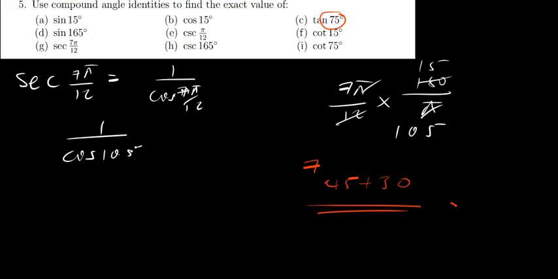I believe the other one is cot 15. Cot 15 is going to be the same thing, but we are just using tan. Use the formula for tan, find the answer. That is going to be the same. Okay, so that's the whole idea about the compound angle identities.